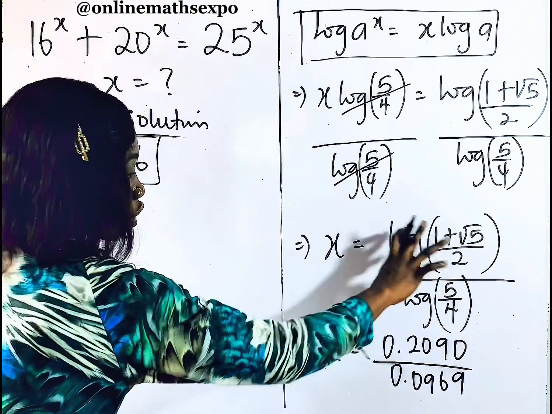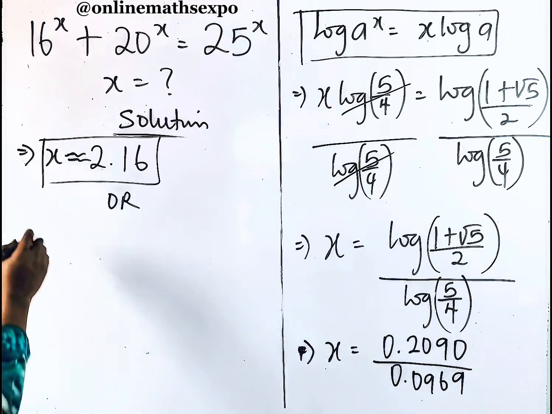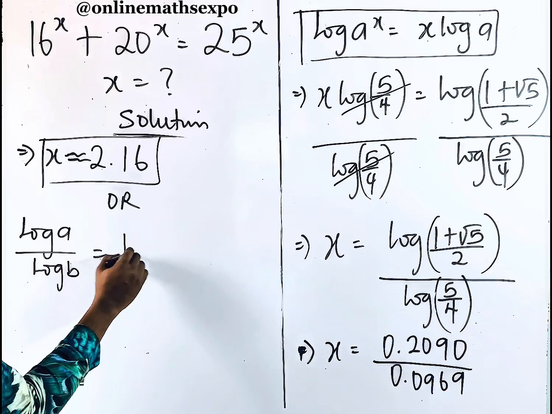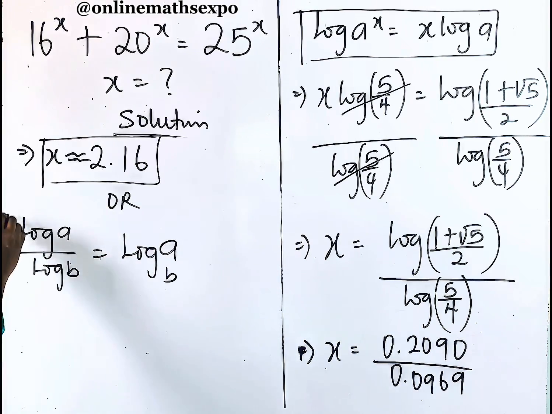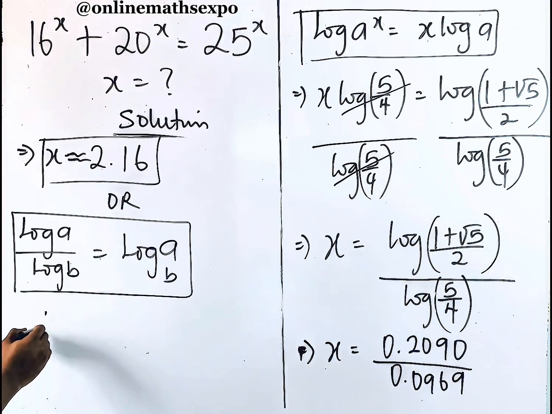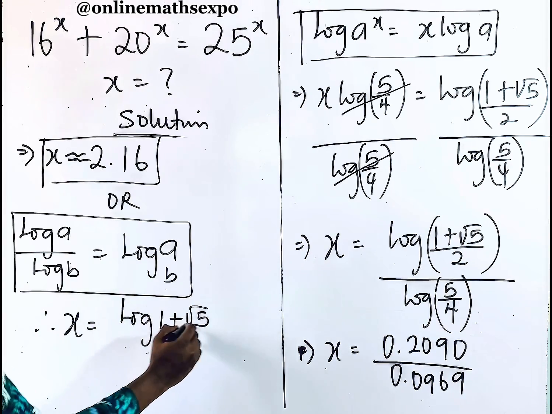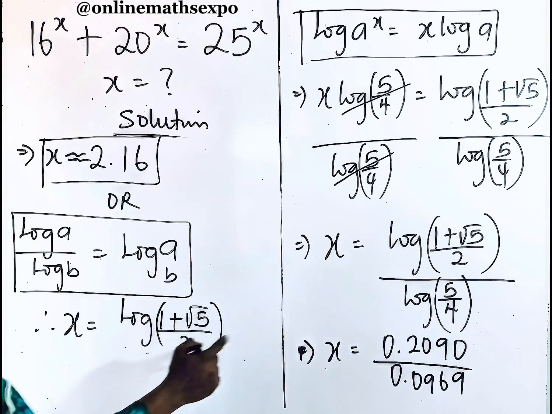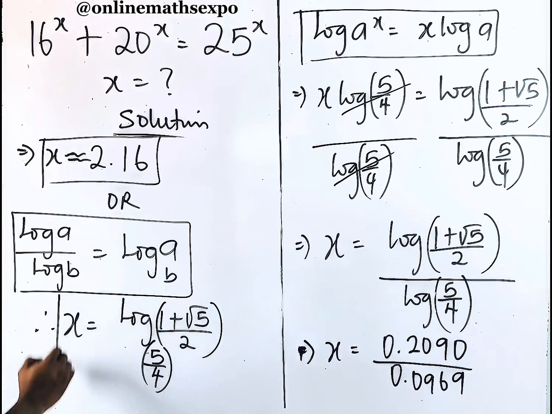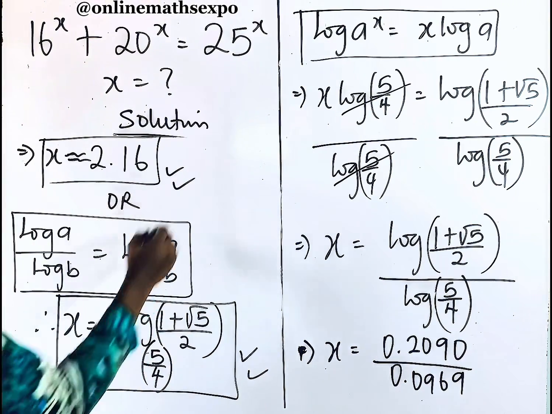If you want to leave it in logarithmic form, we are going to have, from here, just recall, for every log of a divided by log of b, it's always log of a base b. This is your change of base rule. So if you apply it here, we are going to have x is equal to log of 1 plus root 5 divided by 2, then this becomes 5 on 4 as the base. So this gives us the logarithmic value of x, and this is the numerical value.